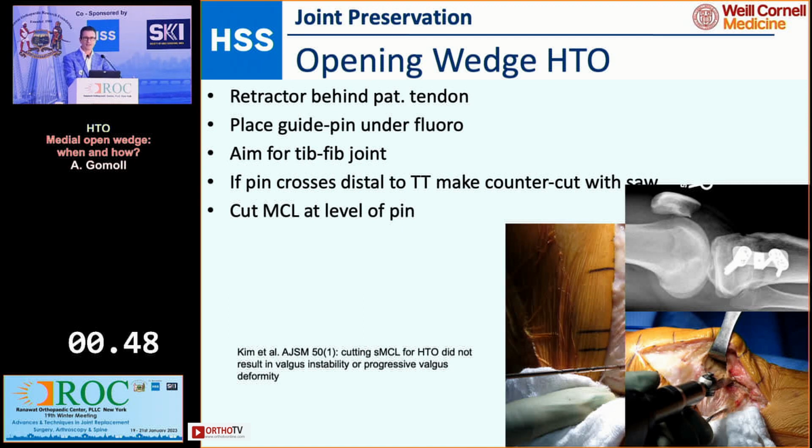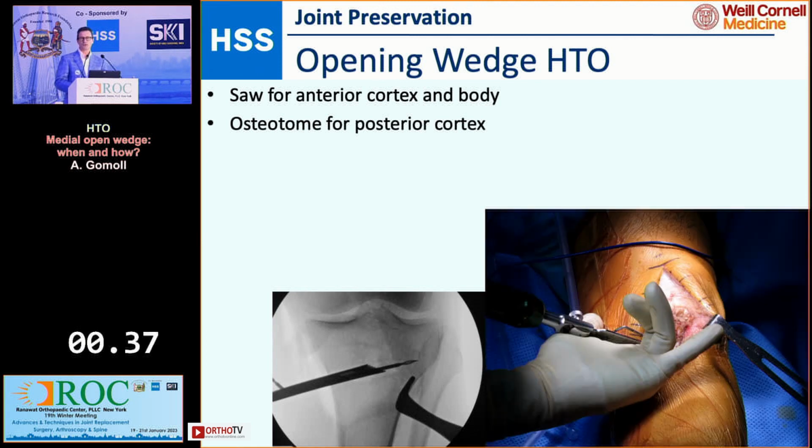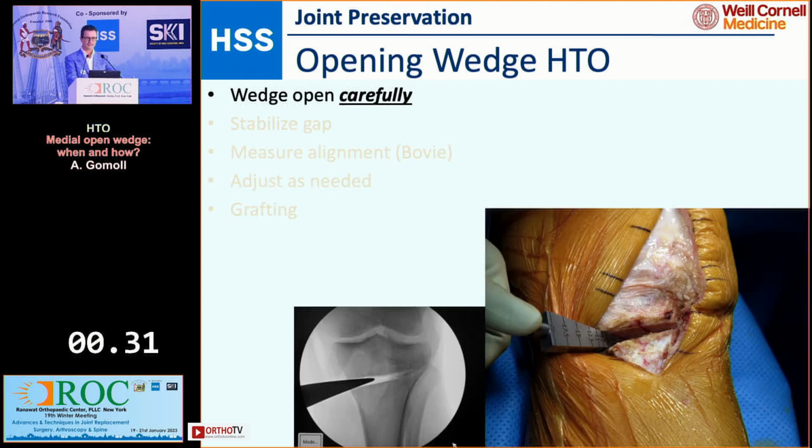And this shows you how to make that countercut behind the tibial tubercle. Opening this up, you do your cut, you see the retractor posteriorly to protect you, and then you can finish it with the osteotome. I always have my finger at the edge of the osteotome. That makes it safe, and then you know when you're over to the fibular head.